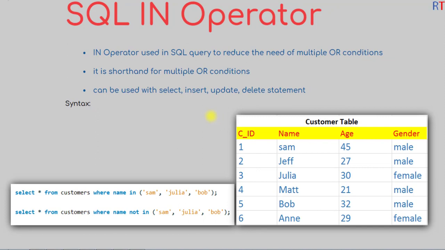So this is the way we can use the IN operator, which is the shorthand for multiple OR conditions, to fetch records from one table. So hope you understand the concept.